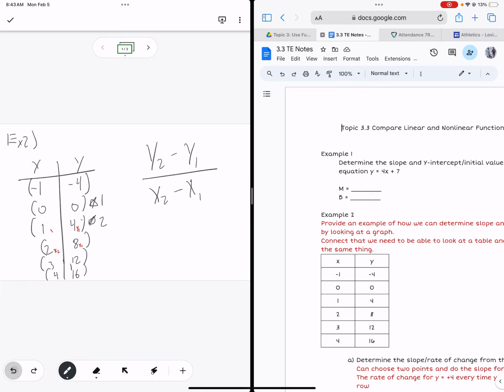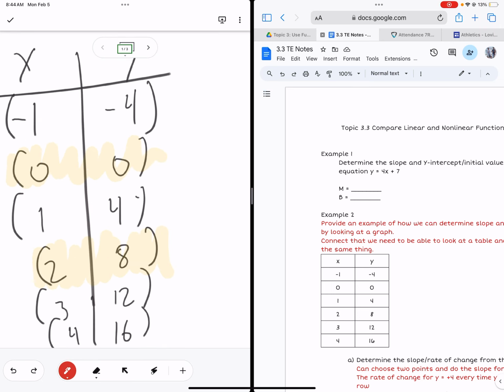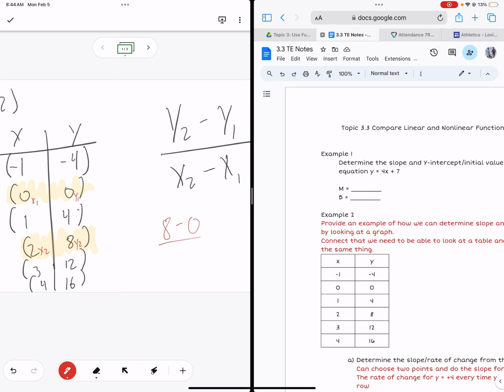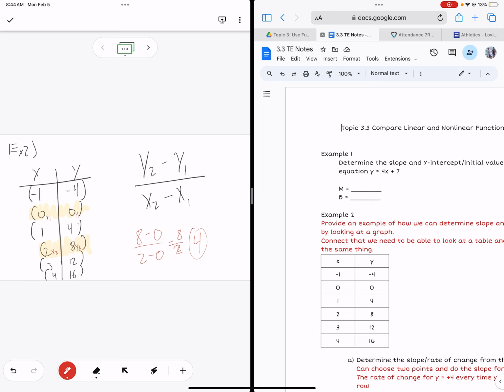So let's say I want to use different points. Let's say I want to use this point, 0, 0, and then let's say I want to use 2, 8. I'll make these my 2s. It works with rise over run as well. So I'll make this my y2 and x2. This will be y1 and x1. And I would get 8 minus 0, and I would get 2 minus 0, and I'm going to get 8 over 2, which reduces down to 4. So it doesn't matter what point you use, right? Realistically, I could use the bottom 2 points.